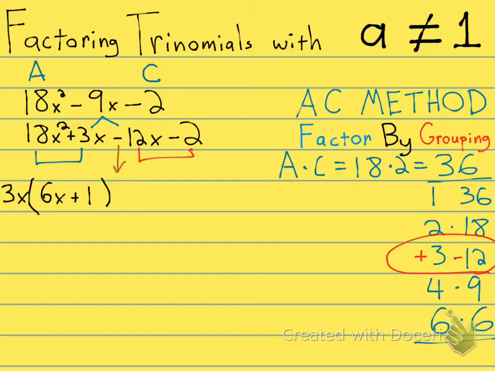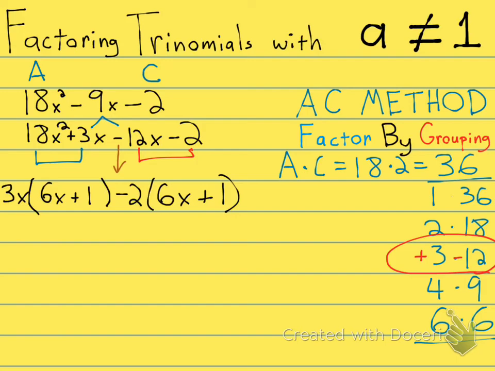Okay, so my greatest common factor for the red group is going to be a negative. What can I divide out of 12 and 2? 2. And what will I be left with? I'll be left with 6x plus 1. Okay, very important that this is a plus. When I'm dividing a negative by a negative, I will get a positive.